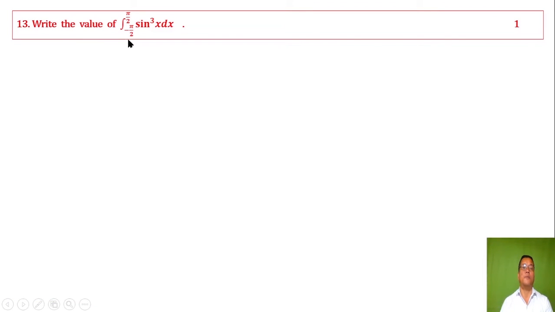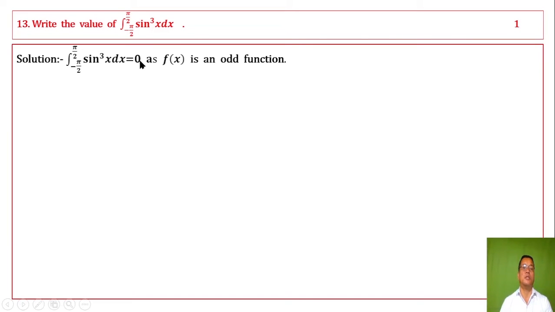Write the value of the definite integral of x cube sine cube x dx between minus pi by 2 and pi by 2. 1 mark. This is 0, as the integrand f of x is an odd function. Using properties of definite integral, its value is 0.